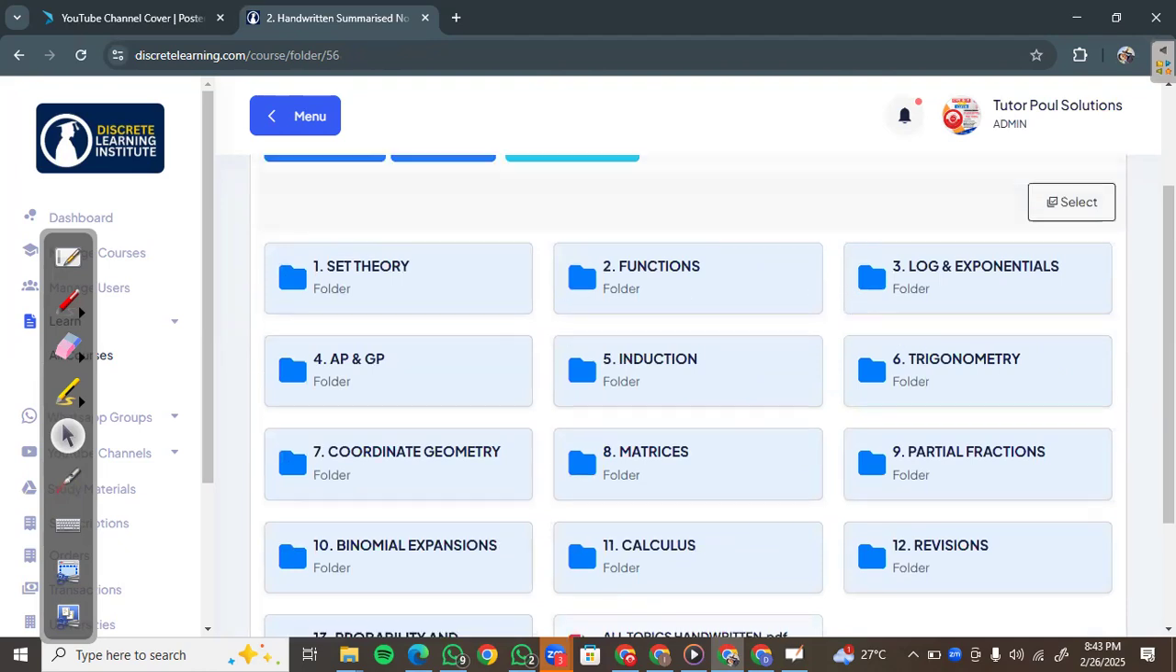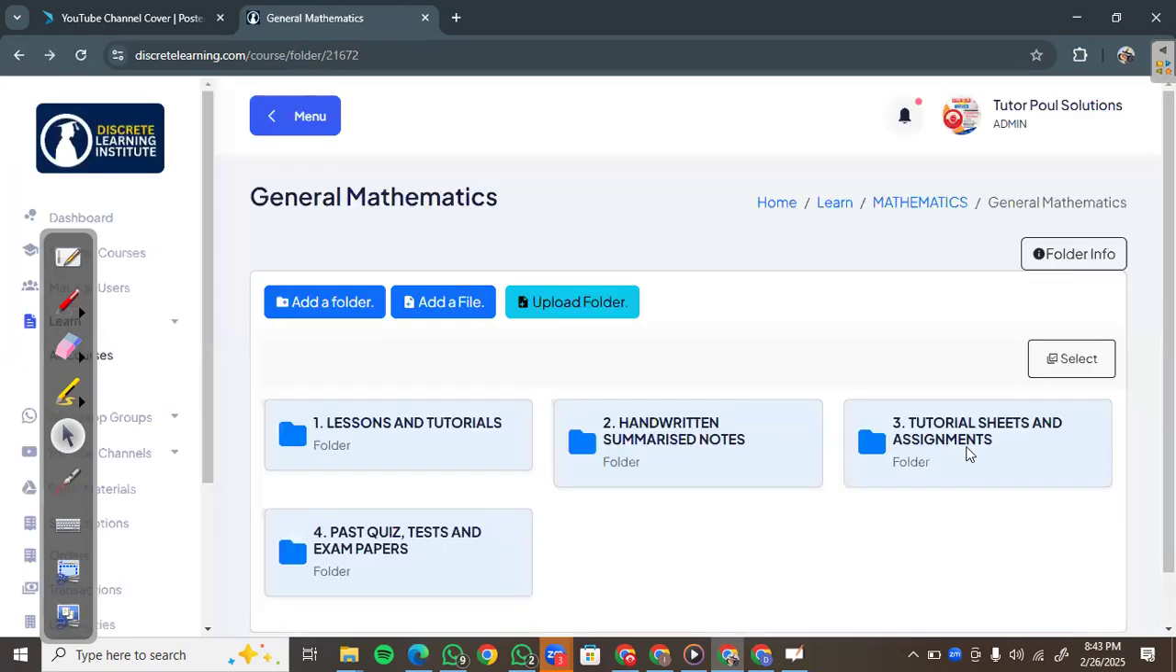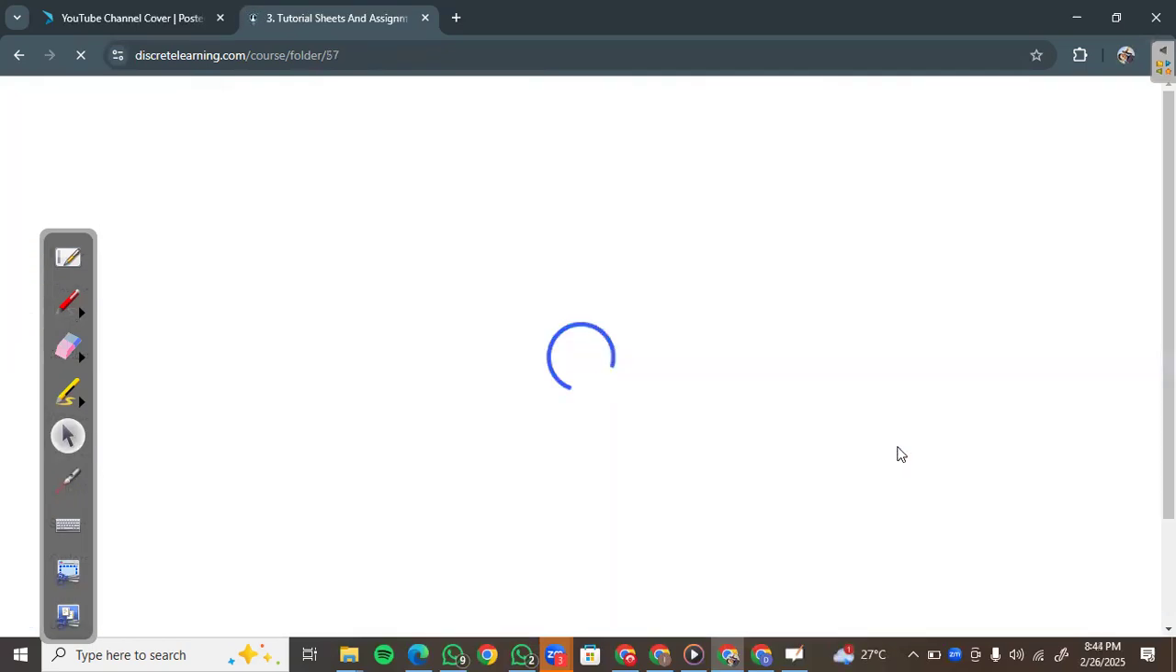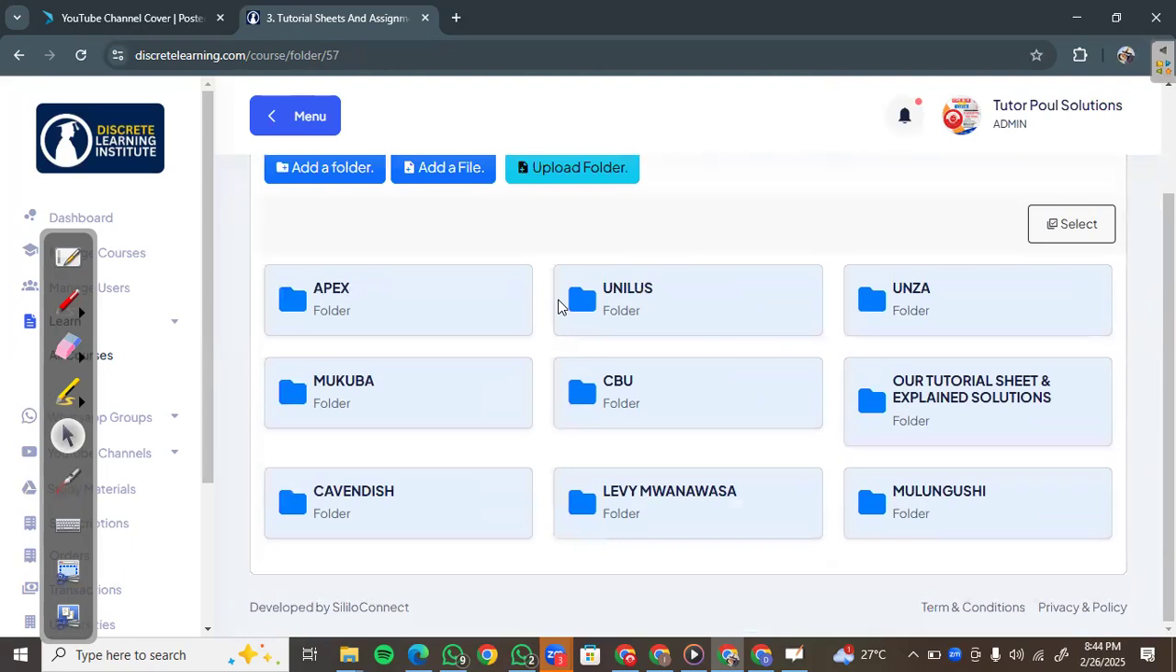Well explained notes. Okay, so you can access them there. And then there's also this folder for tutorial sheets and assignments. When you come to the tutorial sheets and assignments, you notice that there are different universities here. So you go to the university that you belong to. If you're at UNZA, you go to the tutorial sheet for UNZA.